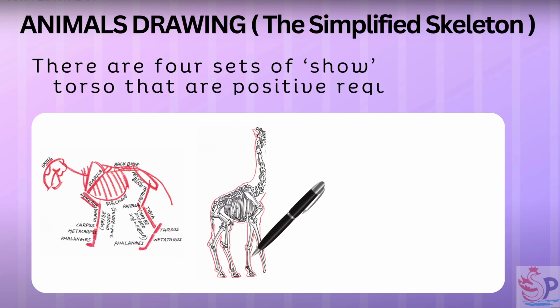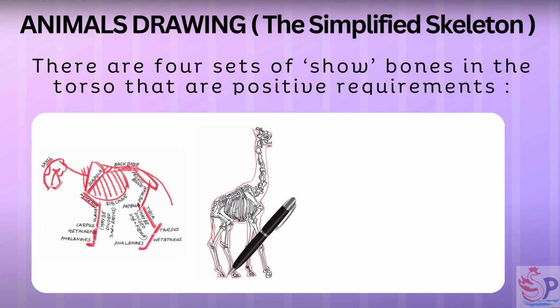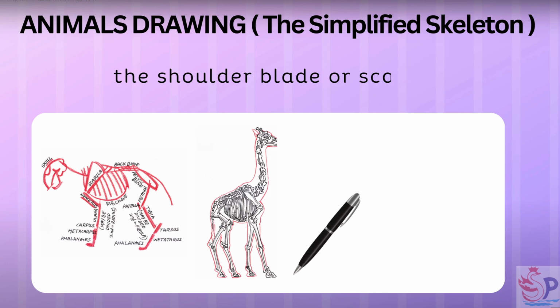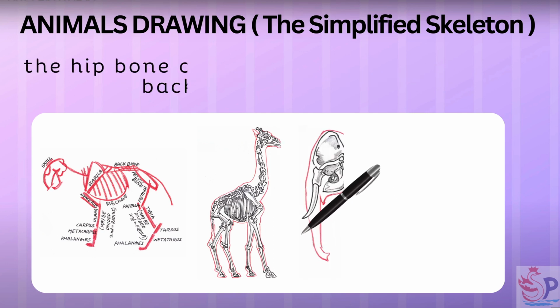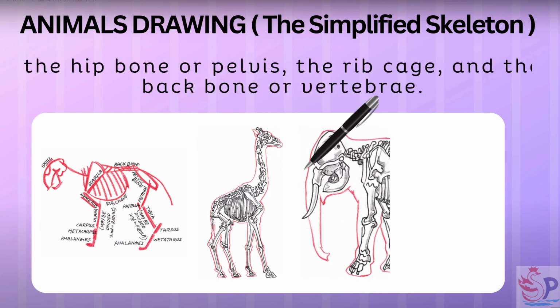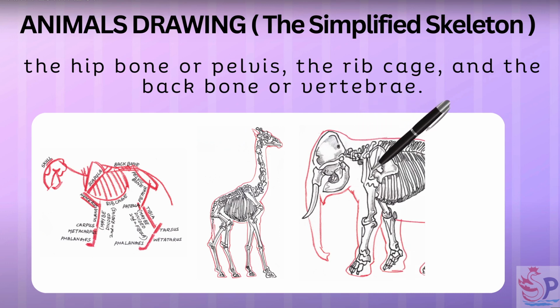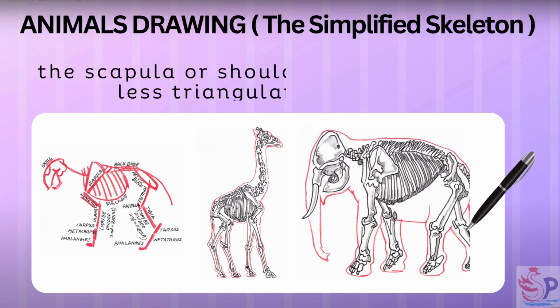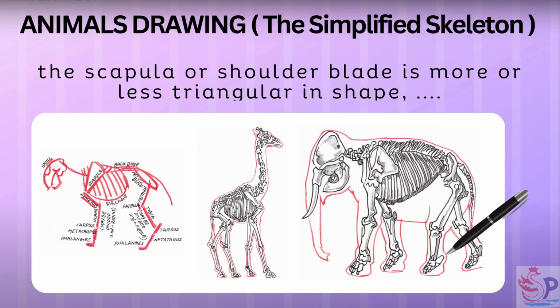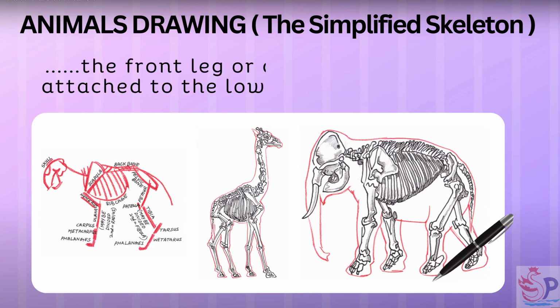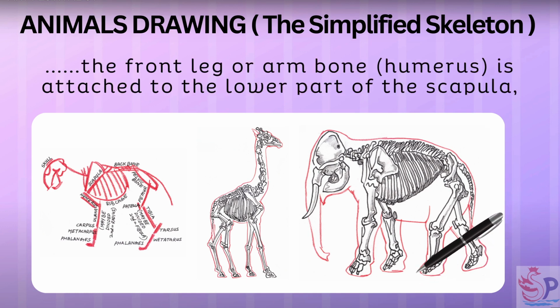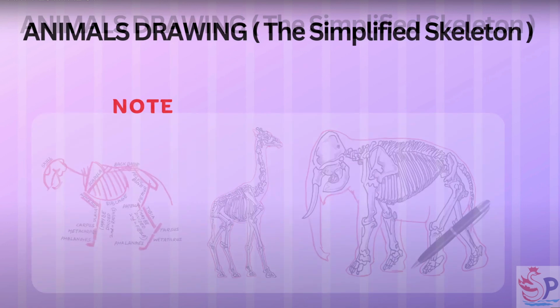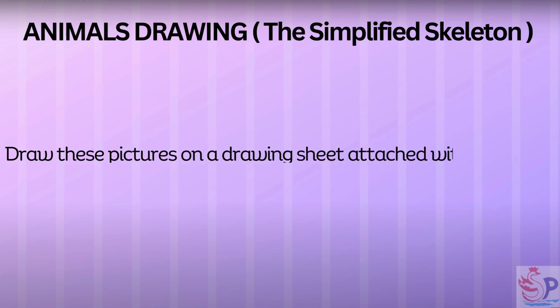There are 4 sets of bones in the torso that are positive requirements: the shoulder blade or scapula, the hip bone or pelvis, the rib cage, and the backbone or vertebrae. In comparing these skeletons, take note that the scapula or shoulder blade is more or less triangular in shape. The front leg or arm bone, the humerus, is attached to the lower part of the scapula. Note: draw these pictures on a drawing sheet attached with the book.